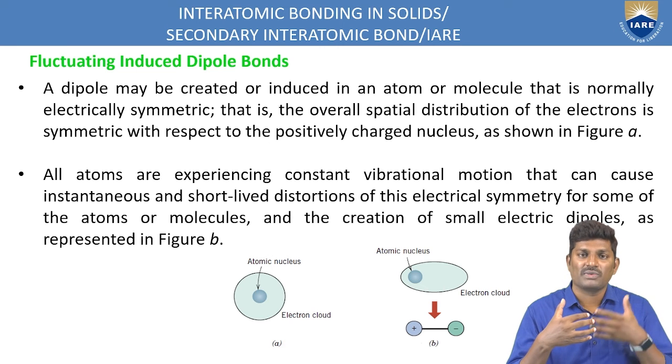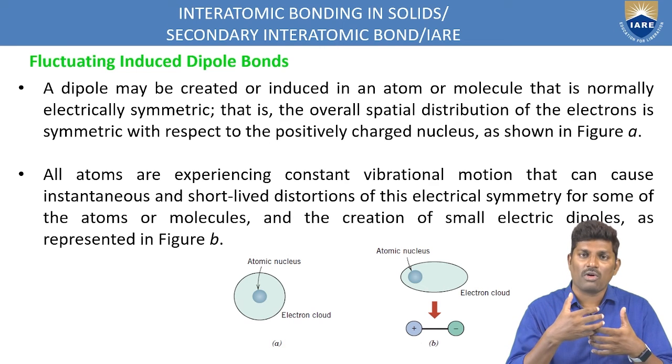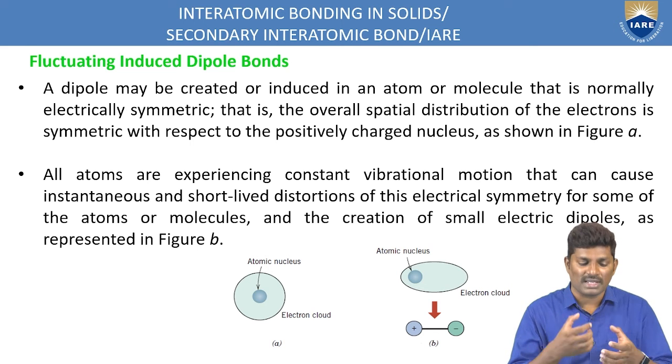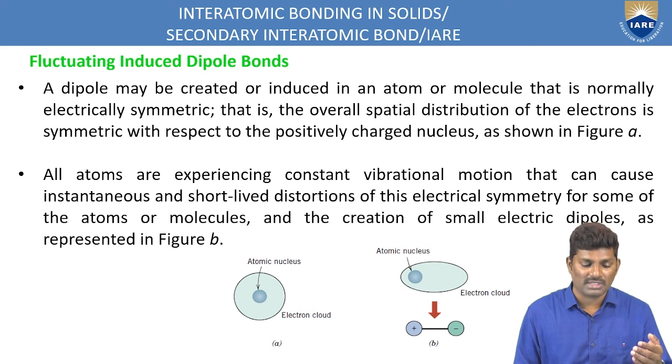So because of that fluctuation, there is no strong bond. There is a weak bonding. That's why the bonding energy is very, very less. So, fluctuating: in the name itself, you have to identify fluctuating induced dipole bonds.